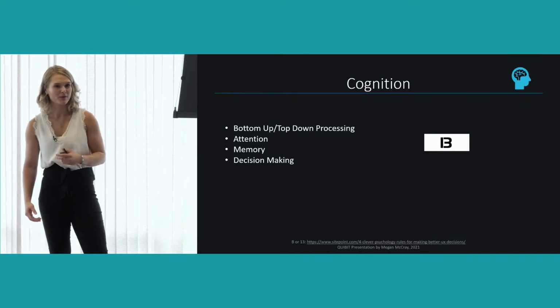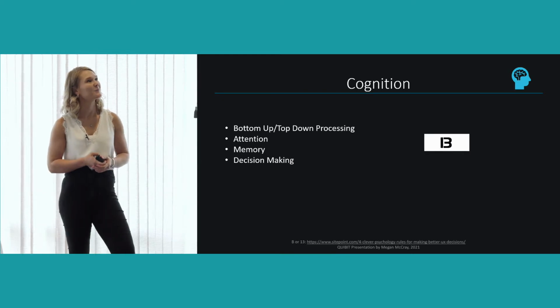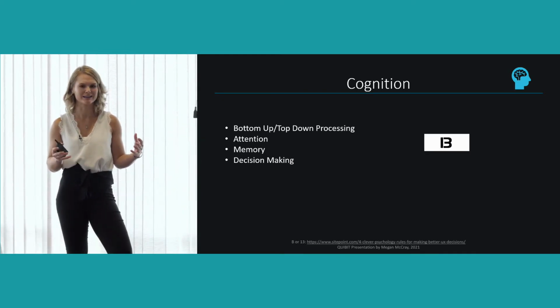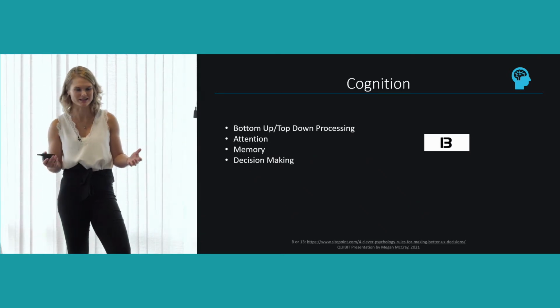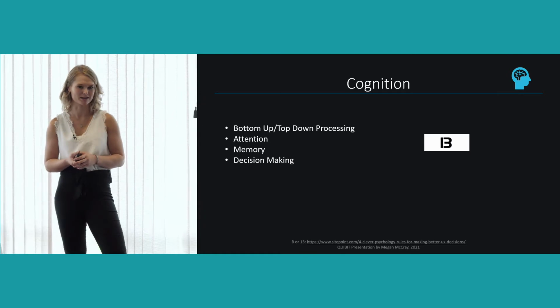In the second stage, we move on to cognition. It's important to think about how we think. And to do so, I've included a couple different categories here. Again, this is an overview. There's hundreds of things to consider. But first, we'll start with bottom-up and top-down processing.